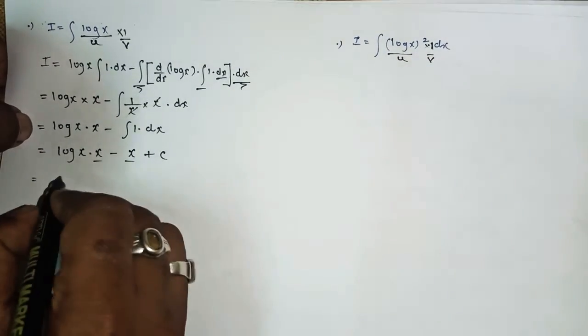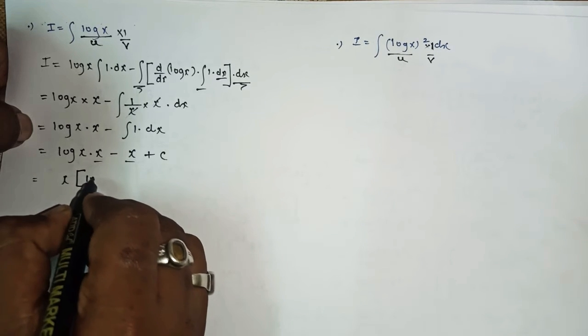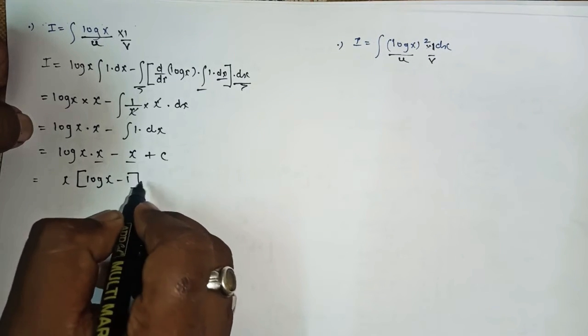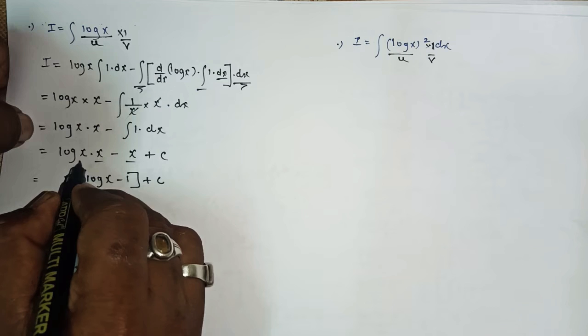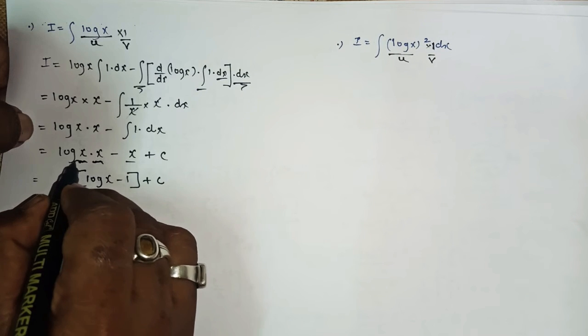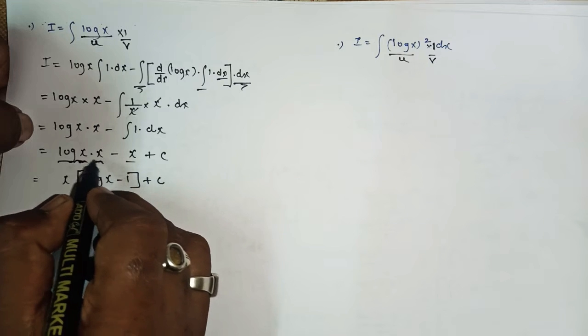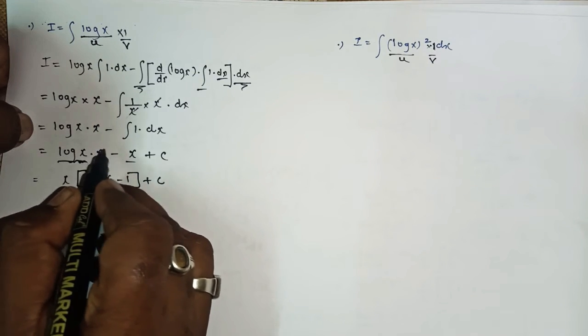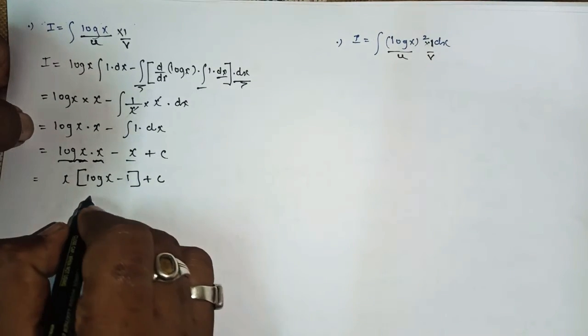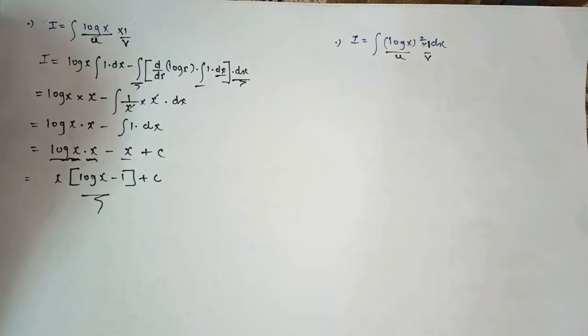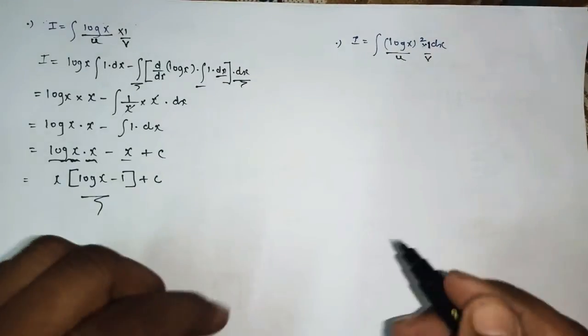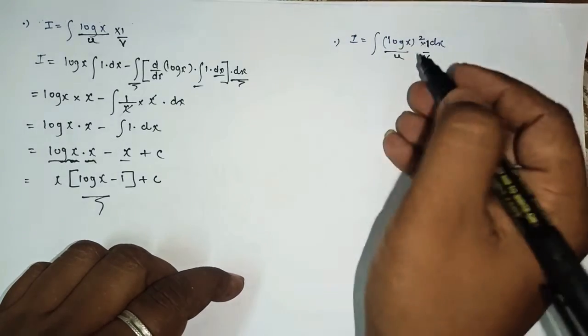As we can clearly see that x is common, so inside the bracket you can write log x minus 1 plus c. Don't multiply these two functions, as this is log x and this is x, this is logarithmic and this is algebraic, so we cannot multiply x into x as x square. So you can stop your answer. Now we'll take the second one.